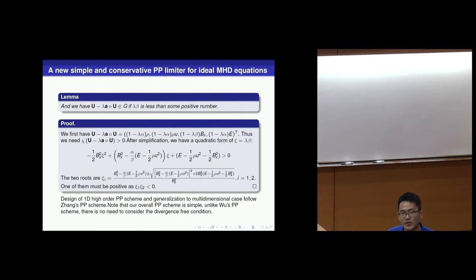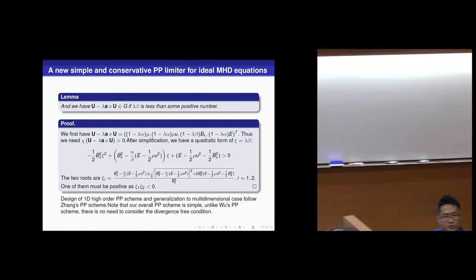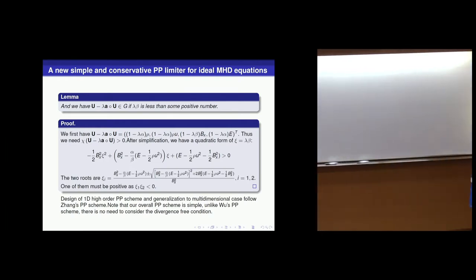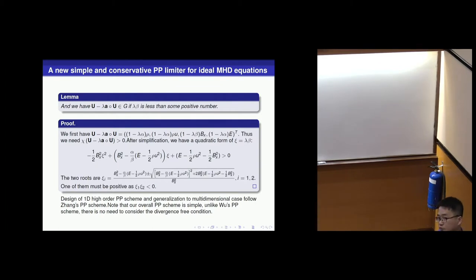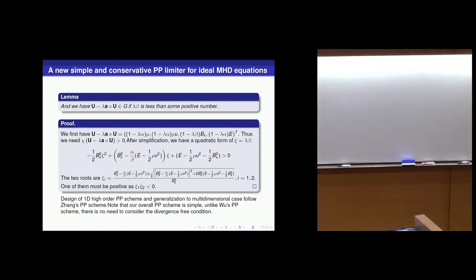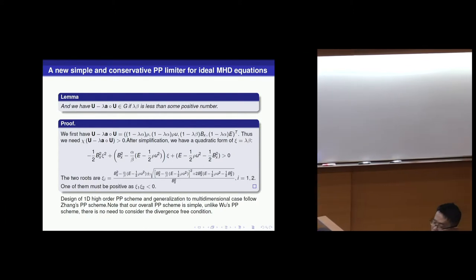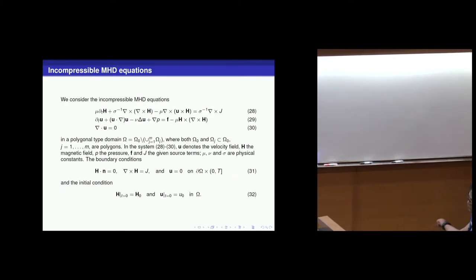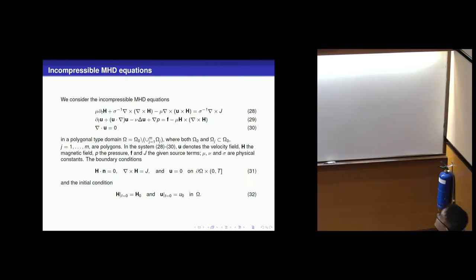I'd also like to mention one work by Wu Kailiang, who was a PhD student of Professor Tang Huazhong and is now a research assistant professor at Ohio State University. In his recent work with Professor Shu Chi-Wang, they also make the proof. The paper is on arXiv, you can see it. But they have to assume the divergence-free condition, while for us there is no such restriction. In their paper, they use a numerical divergence-free condition to make the assumption. Anyway, the numerical results.